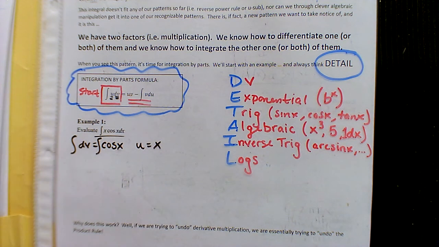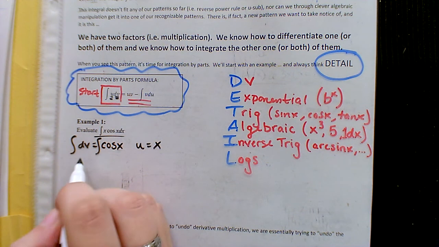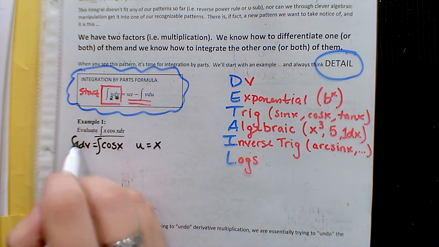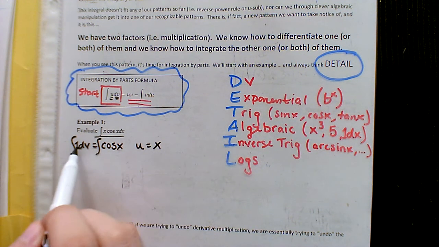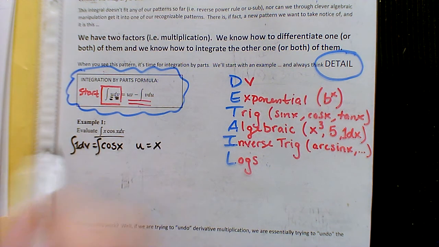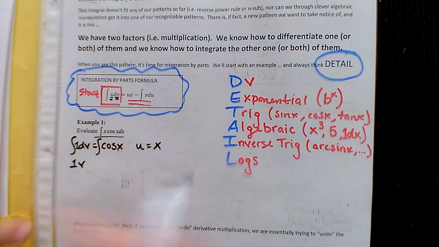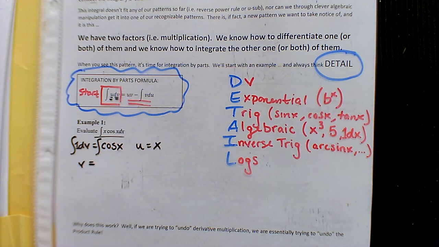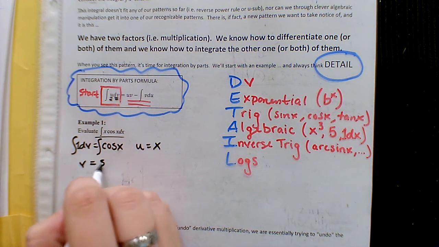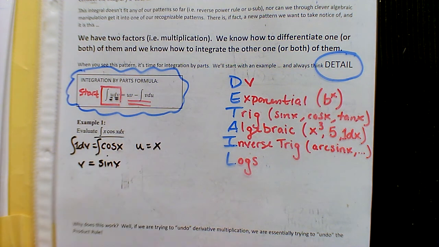Because if you work backwards from dv, what would you be left with? Think of it as 1 dv. If you work backwards from 1, what did you have before that? What could you take the derivative of that would give you just 1? 1v, or just v. And if you work backwards from cosine, you have sine.